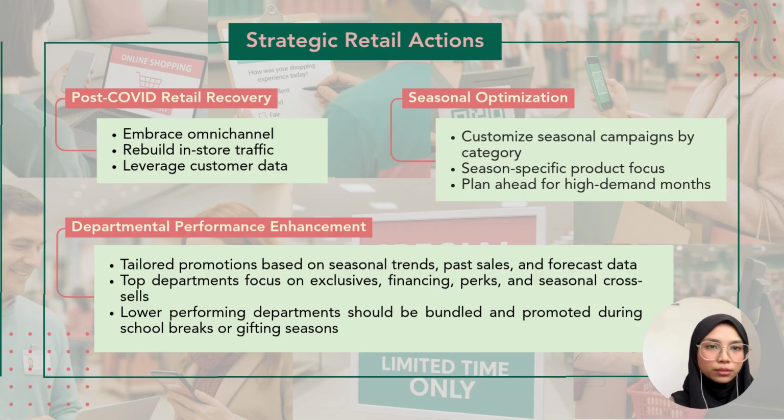For our Q2, on evaluating department performance, we propose a departmental performance enhancement strategy. High-performing departments should double down on exclusives, financing perks, and seasonal cross-sells. Underperforming departments can be uplifted by bundling products with top categories or aligning campaigns with specific consumer moments like school breaks or gifting seasons. This is to leverage the performance dynamics that we discovered.